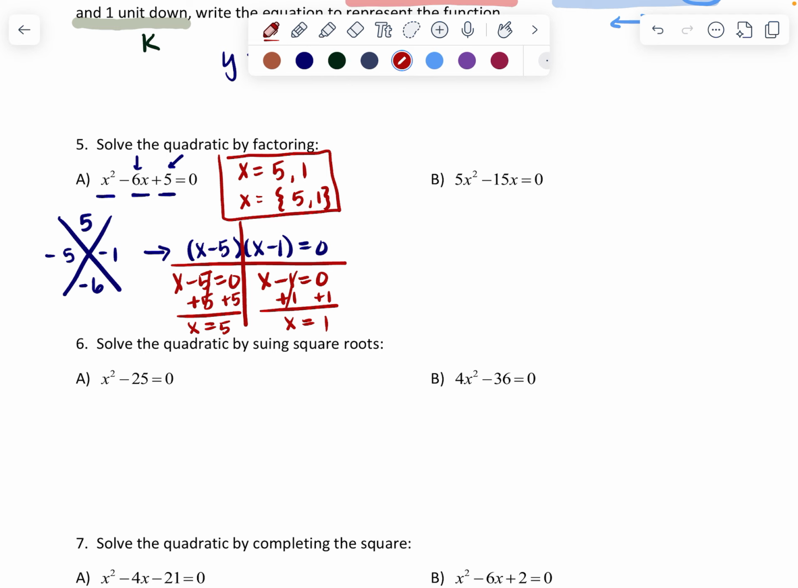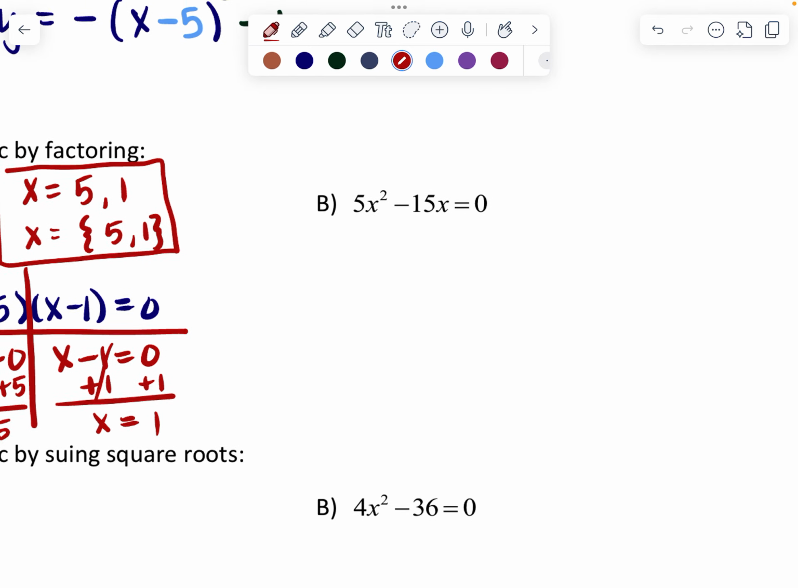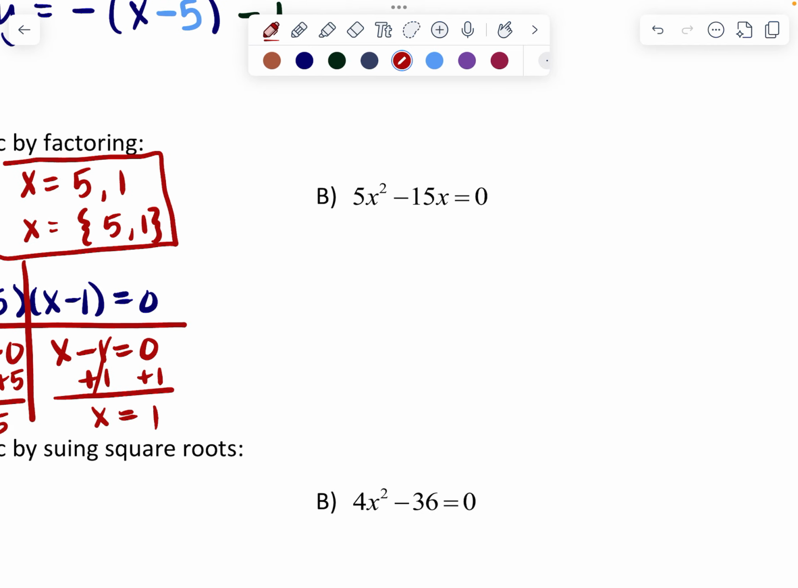Okay, let's look at B. So on B, I do not have 3 terms here. I only have 2. And the number's kind of big, like 15 is kind of a big number. I don't want to deal with that. So maybe I'm going to look for a greatest common factor. That's always something nice to look for. So look, both of these I can pull a 5 out of, and I can pull 1 x out of both of these as well.